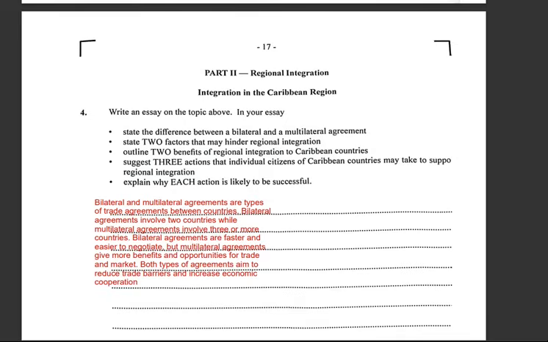And this question says suggest three actions that individual citizens of the Caribbean may take to support regional integration. So they're asking for three actions. Let me just read this over. Three actions individuals can take to support regional integration.